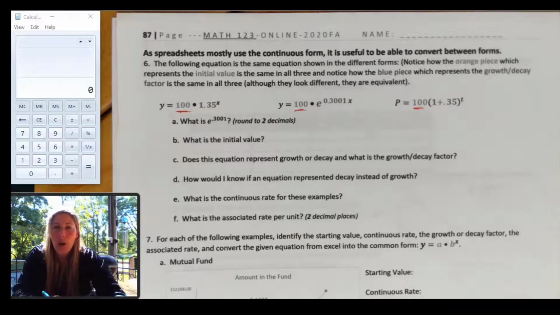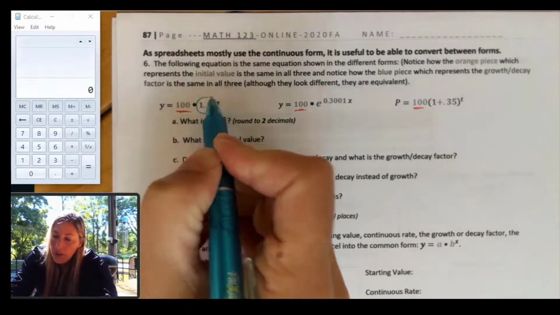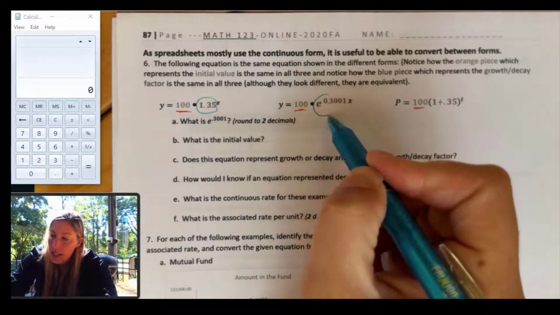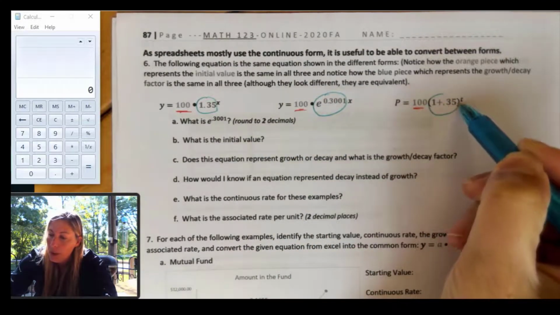It's the same in all 3 forms of the equation. Also notice how the blue piece, which represents the growth decay factor, is the same in all 3. The growth decay factor is going to be the 1.35, that's the blue piece. This e to the 0.3001 is the blue piece, and this 1 plus 0.35.